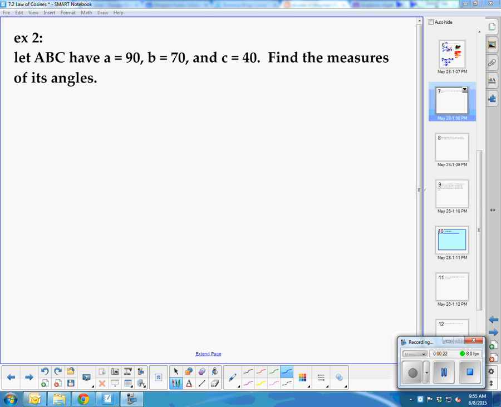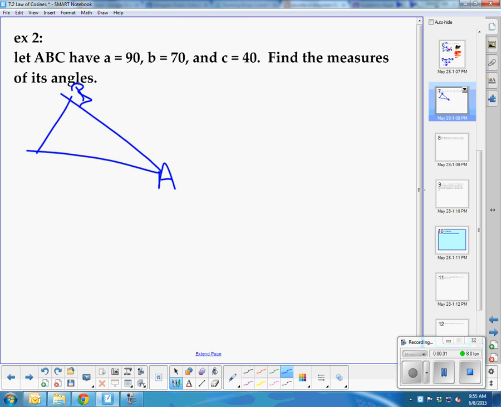Our job is to find the measure of its angles, something that in a strict geometry class you would not be able to do. So some triangle, and I don't really know what it looks like. It's not really terribly important. So triangle ABC, where side a is 90, side b is 70, and side c is 40. Clearly, this diagram is not to scale as 90 is the longest side, but on my diagram, it is the shortest side. But that's not really important.